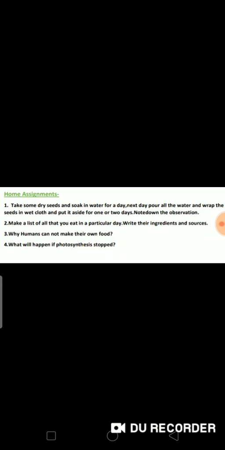See, in the first question, what was there? Take some dry seeds and soak them in water for a day. Next day, pour out all the water and wrap the seeds in a wet cloth and put it aside for 1 or 2 days and note down your observation. So, I hope you have done this homework, and I want to know what observation you have made.